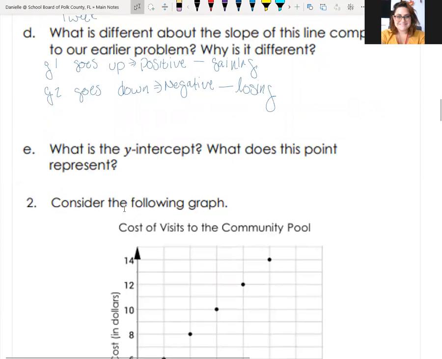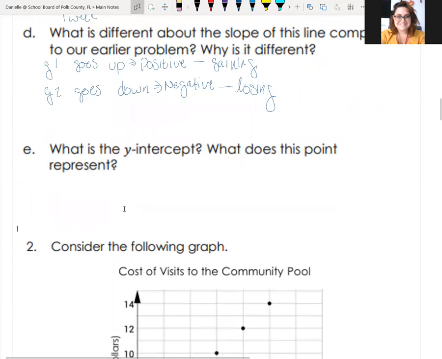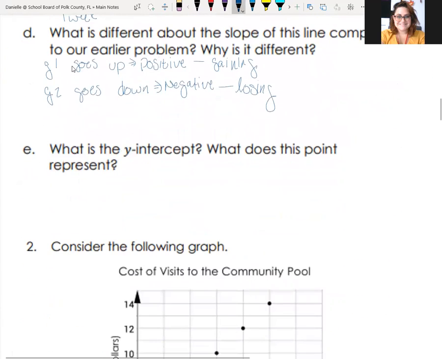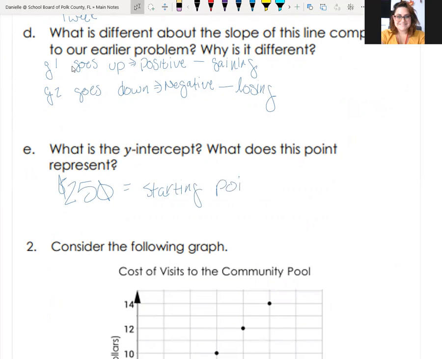And the next question asks, what is the y-intercept? Our y-intercept is 250. That's where the line crosses. And what does that mean? That's our starting point. So that means we are starting with $250.